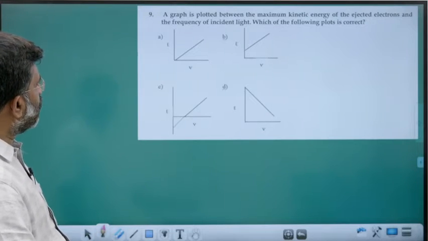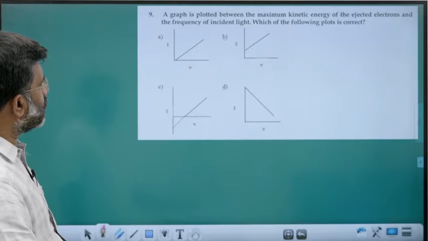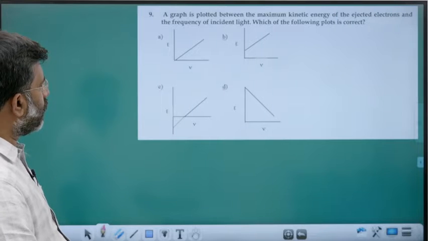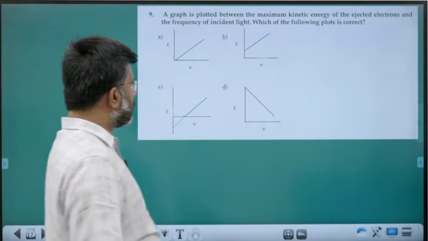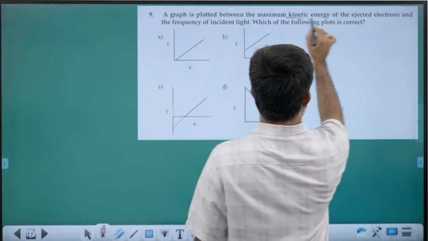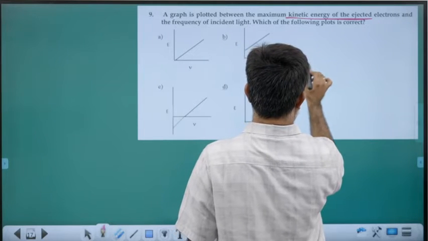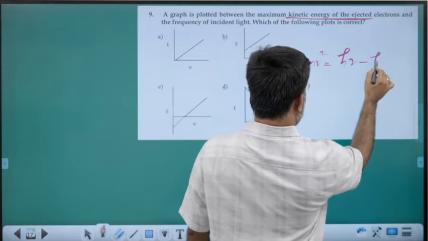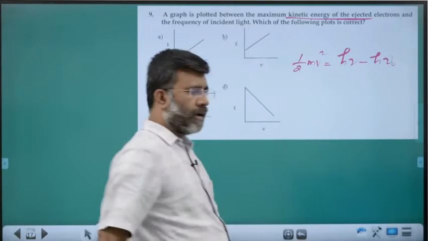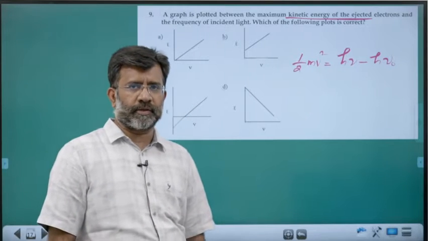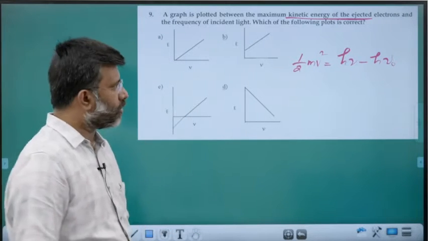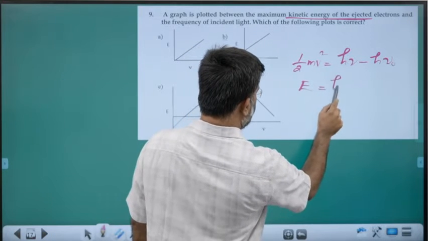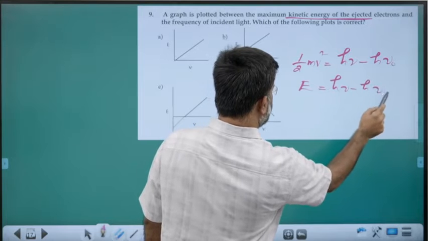A graph is plotted between maximum kinetic energy of ejected electron and frequency of incident light. Which of the following plots is correct? Kinetic energy versus frequency. Kinetic energy, half mv square, is equal to h nu minus h nu 0. So how is it going to happen? Half mv square, that is kinetic energy, E, is equal to h nu minus h nu 0.